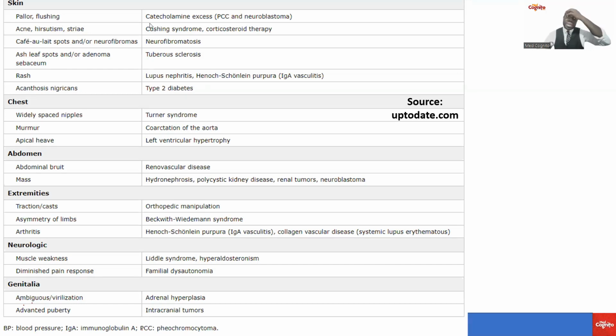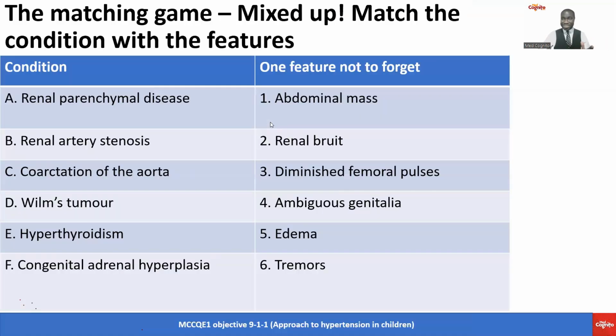Common things are common. But we learned hypertension plus ambiguous genitalia. What are we going to think about? Congenital adrenal hyperplasia. And hypertension plus advanced puberty. We're thinking about intracranial tumors. Doctors, if you're able to memorize this table, know it inside out, when it comes to physical exam features and secondary hypertension, nobody, not even wicked Dr. Bruni, should beat you, right?